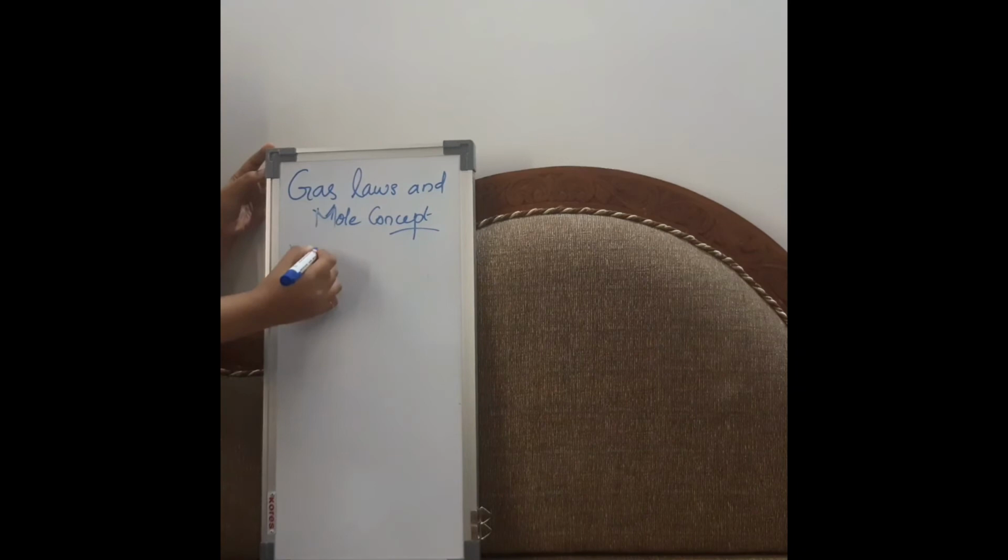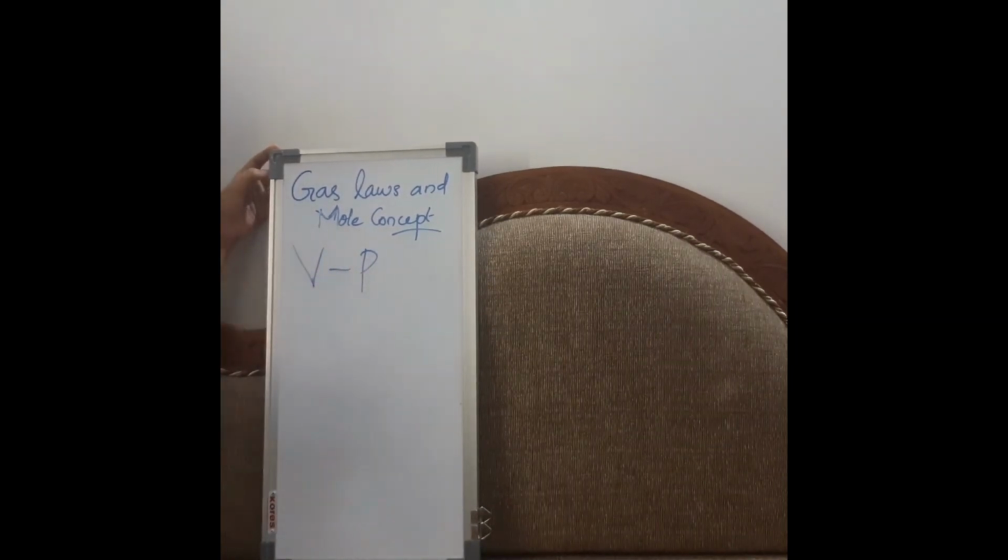First, we can learn about volume and pressure. V for volume and P for pressure. This relation between volume and pressure was established by Robert Boyle, a British physicist and chemist. This relation is known as Boyle's law. Now, what is Boyle's law? At constant temperature, the volume of a definite mass of gas is inversely proportional to its pressure.